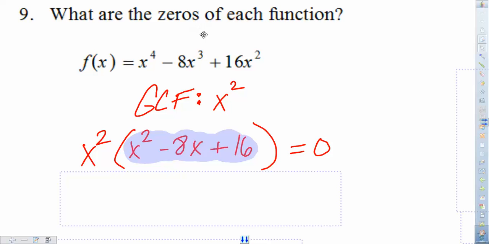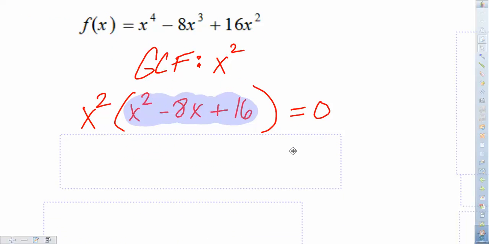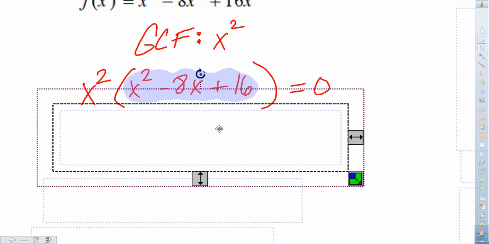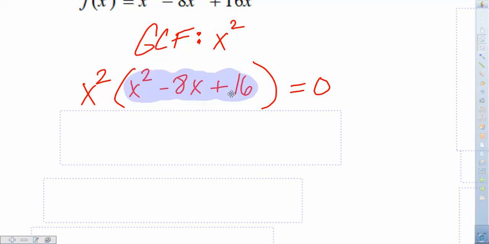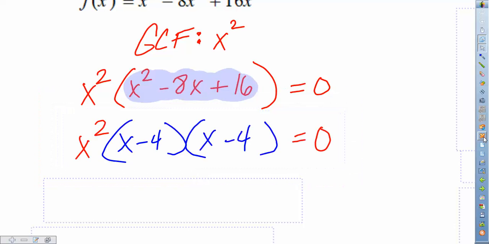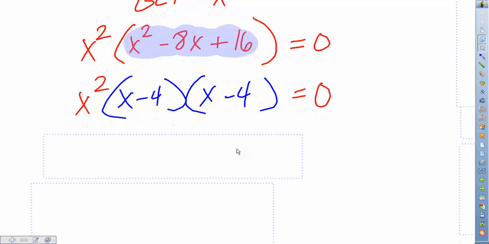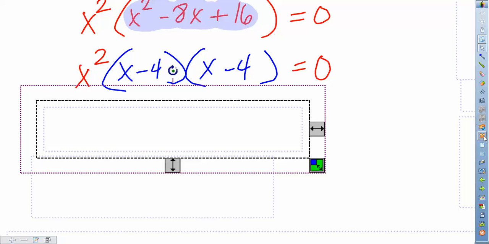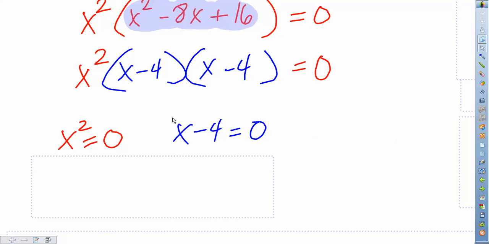Since we're looking for zeros, I'm going to set it equal to 0. Why do I have that highlighted there in blue? Because I think we can factor that. I can come up with two numbers whose product is positive 16 and their sum is negative 8. I think that would have to be two negative 4s. Okay? And then we know how our zero product property works. Can't we set those all equal to 0? Since the minus 4s are duplicates, we only really need to write it down once.